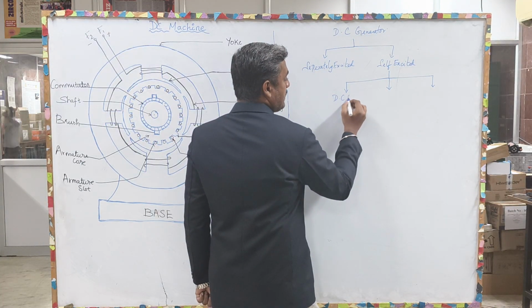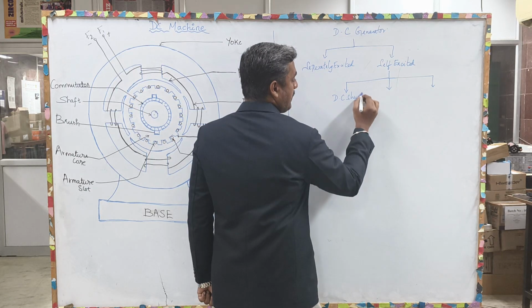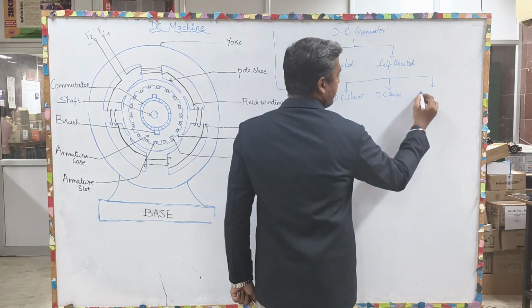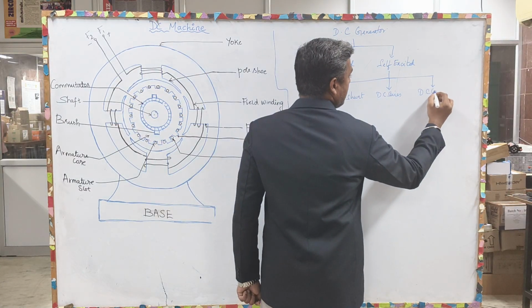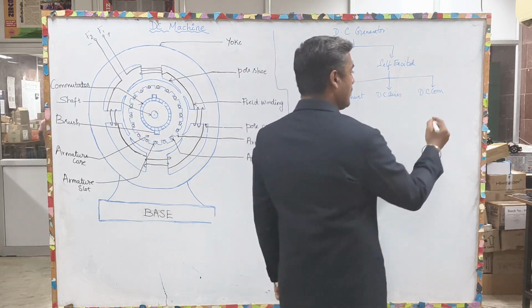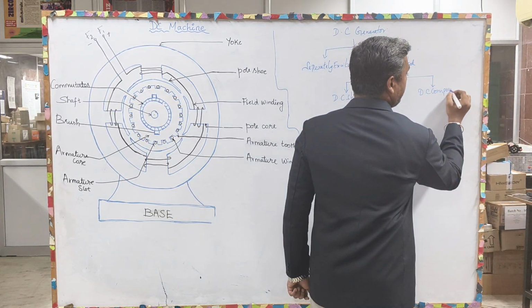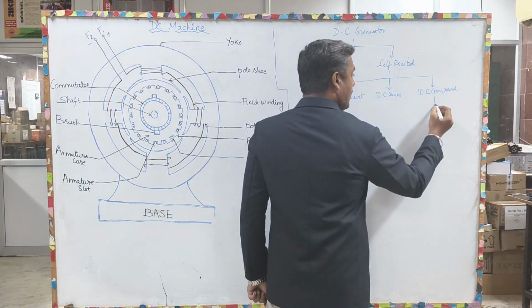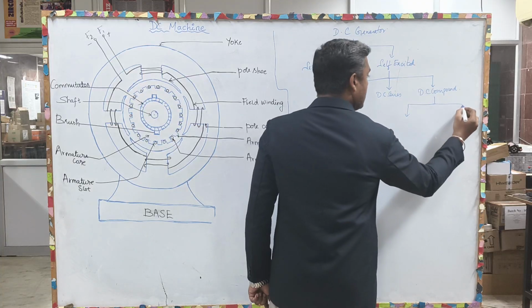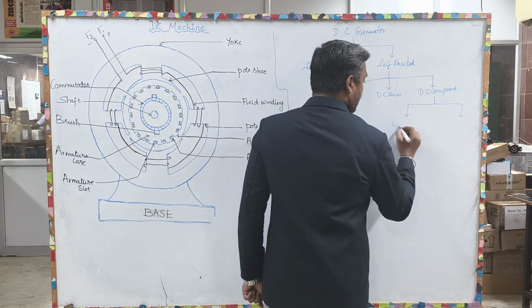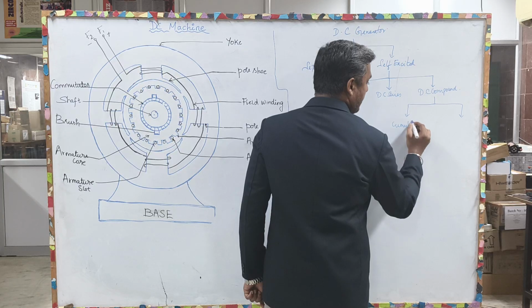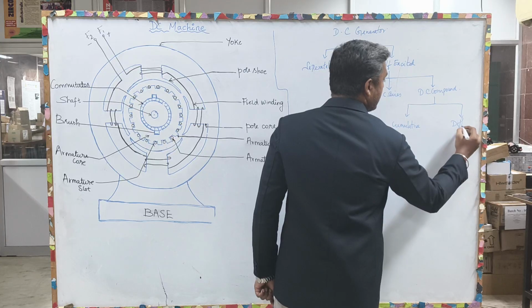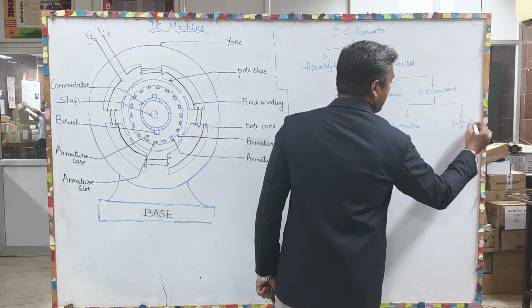DC shunt, DC series and DC compound. Now in the DC compound we will have further 2 categories: cumulative and differential compound.